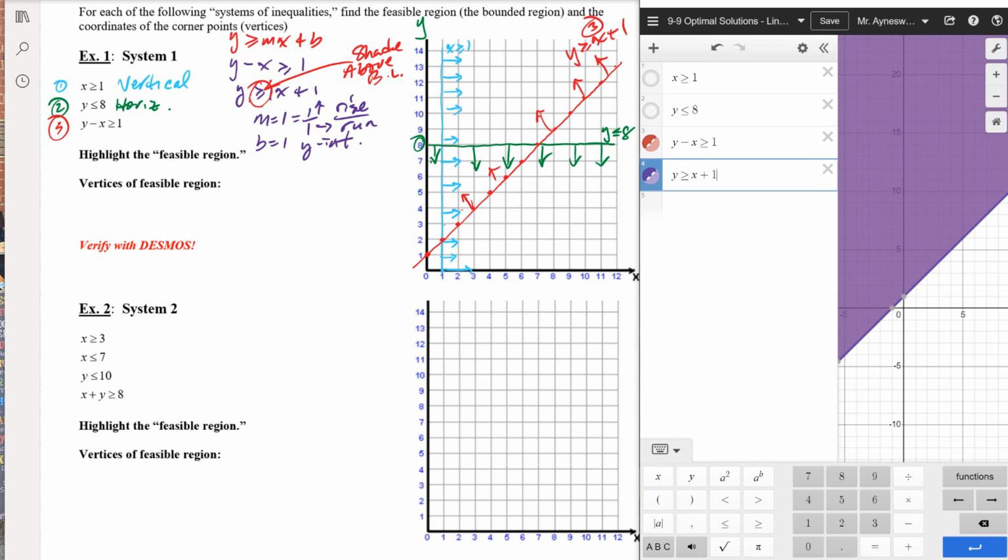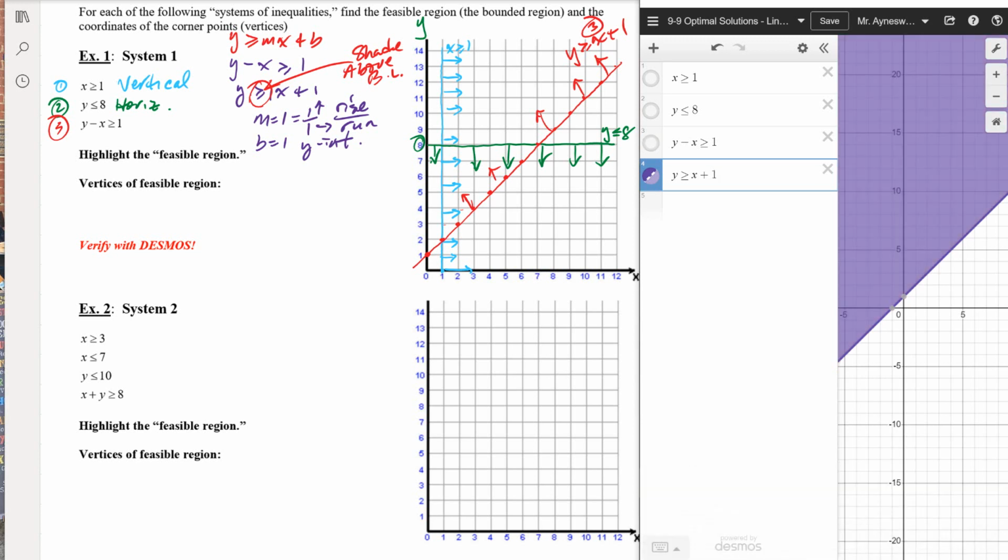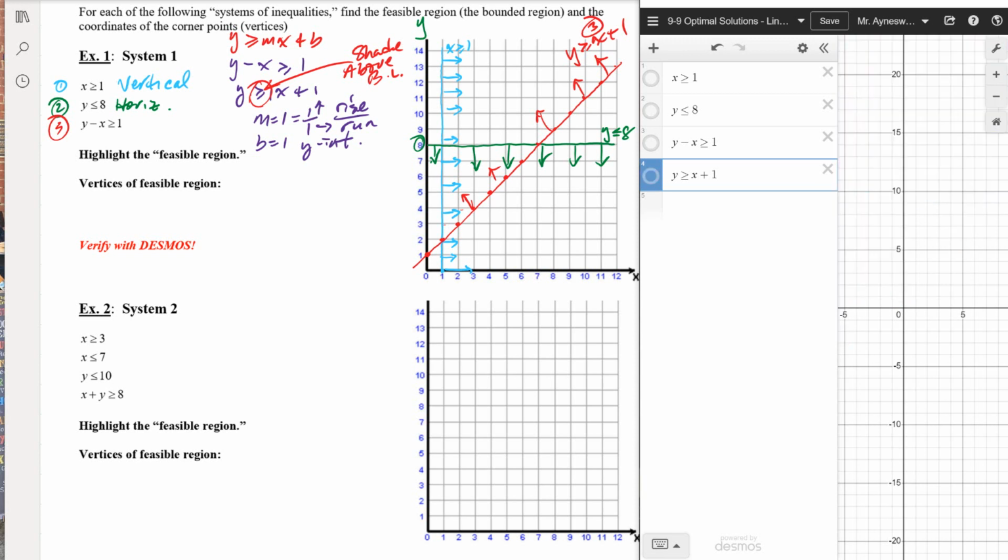It's the same thing. So notice that if you turn off the previous one, you get the same equation right here, or the same shaded region. It really doesn't matter whether you enter the original inequality or the one that has y isolated. Okay, but I'm just going to highlight this one because I want to keep everything color coded. Now you want to figure out where the feasible region is, and the feasible region, right, is where they all intersect. Okay, so let's write that down.